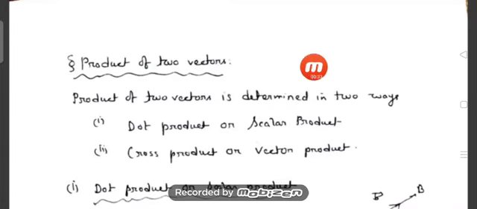You see, the product of two vectors can be done in two ways. That means there are two methods for finding out the product of two vectors. Remember, for two vectors. For three, we will again discuss some other method. So here I have written product of two vectors is determined in two ways. Number one is dot product or scalar product, and number two is cross product or vector product.